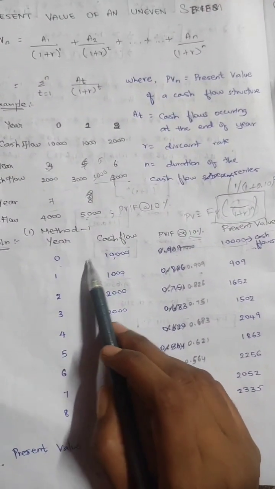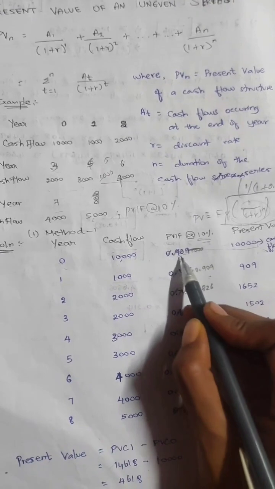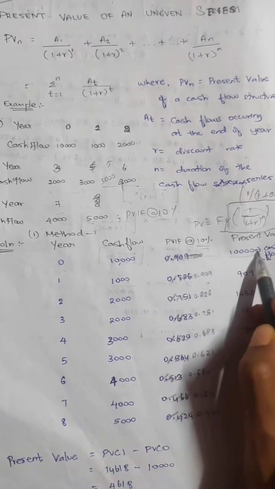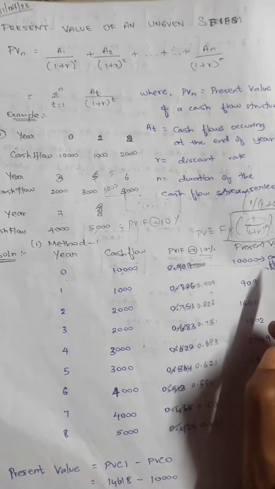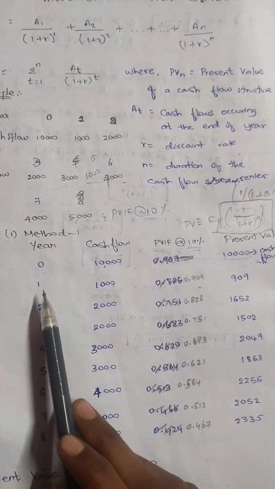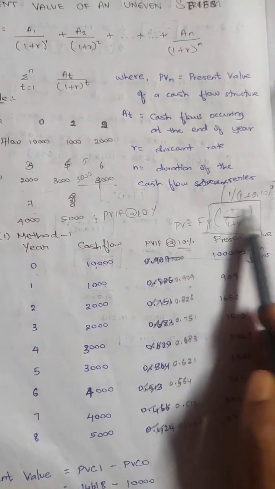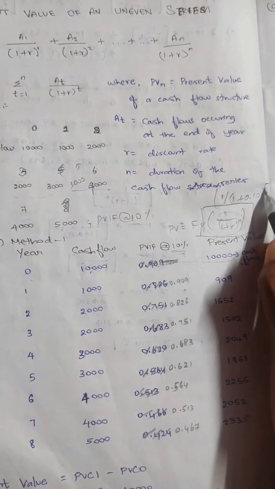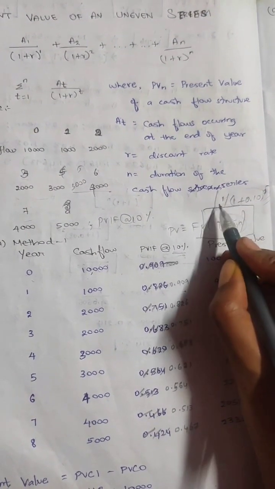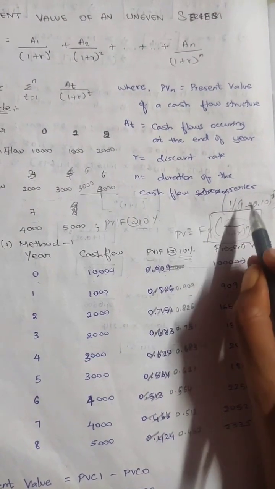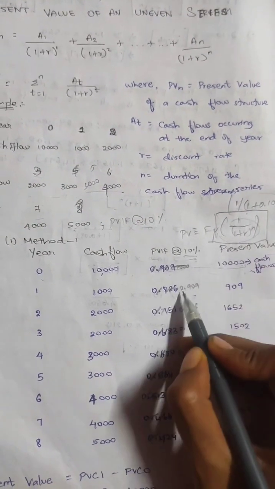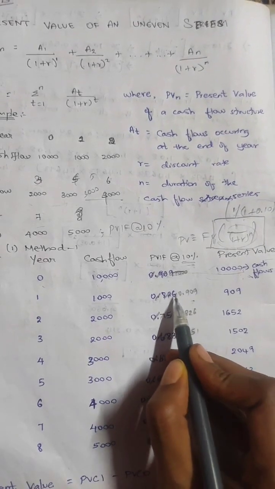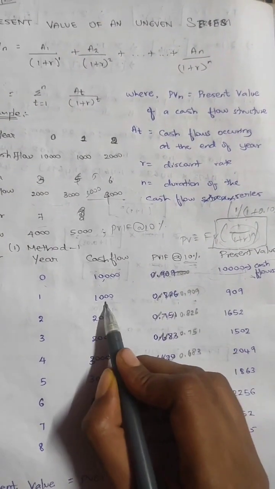The 0th year is the initial investment. So here it's nothing, just a hyphen, and the same amount will be written in the present value column as it is an investment amount. Since it is the first year, as I showed you here, 1 divided by 1 plus 0.10 power 1. If you solve this, I have taught you previously how to solve, so try to solve. You will get 0.909. And you have to multiply this interest factor with 1000.